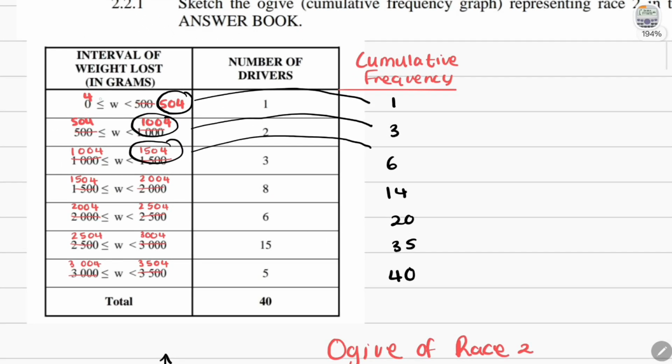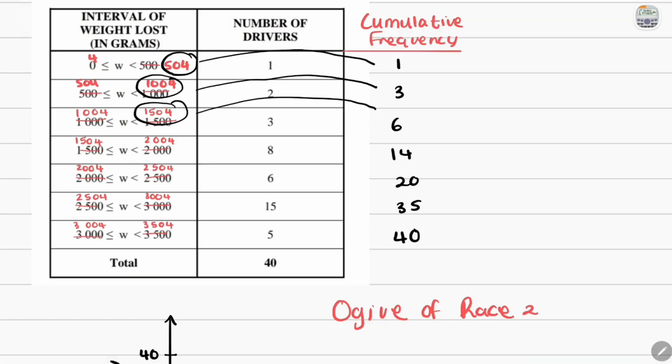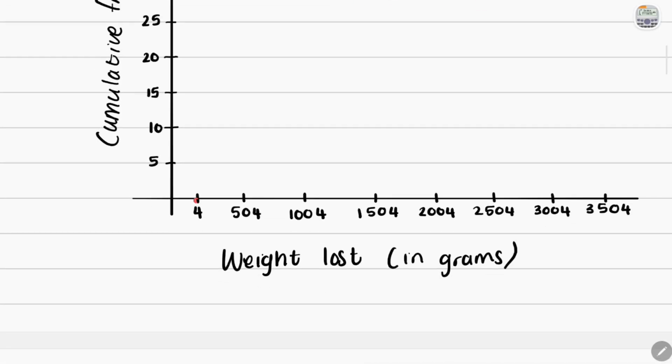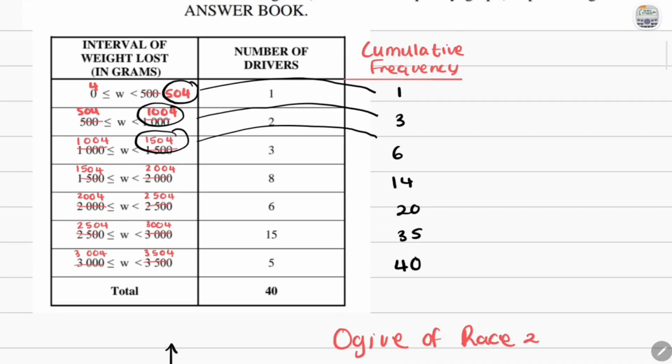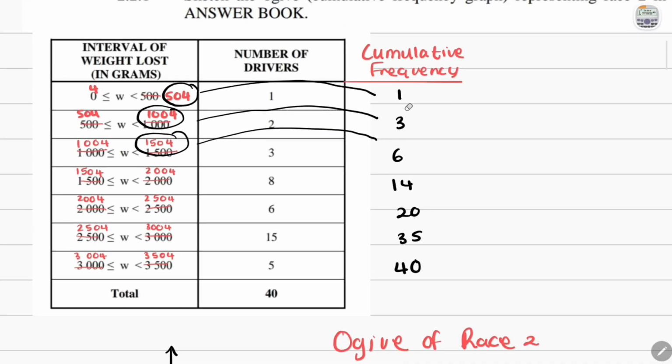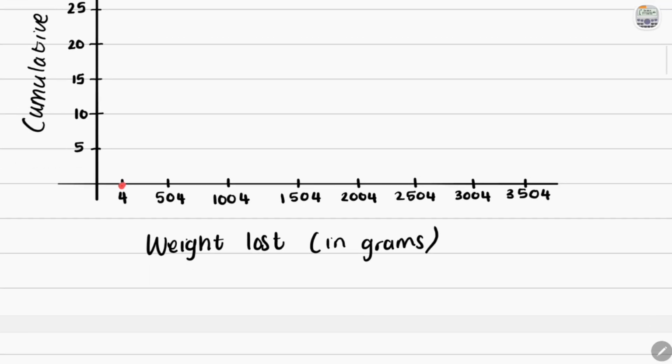And then we just plot in our values. Remember, these are all the x values on the x-axis, and this one always goes with the y value of 0. That's the point that is grounded on the x-axis. So that's going to be 4 and 0. And then for the rest of the points, make sure you take them with these values. So that's 504 and 1, 1004 and 3, 1504 and 6, and so on.